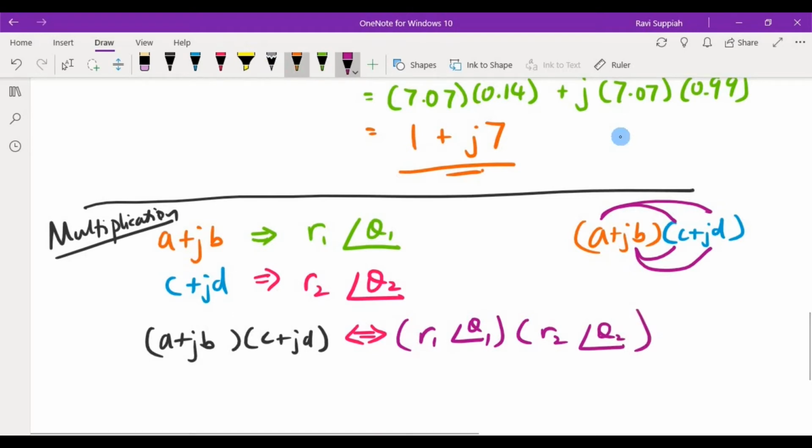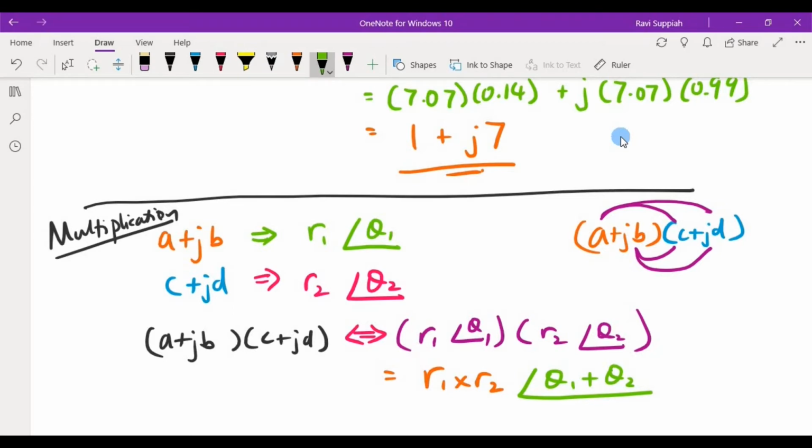Okay, the way to do it would be very simple. You just need to multiply the two r values, so it will be r1 multiplied by r2, followed by adding up the two angles, theta 1 added with theta 2. Okay, so that is all you need to do.